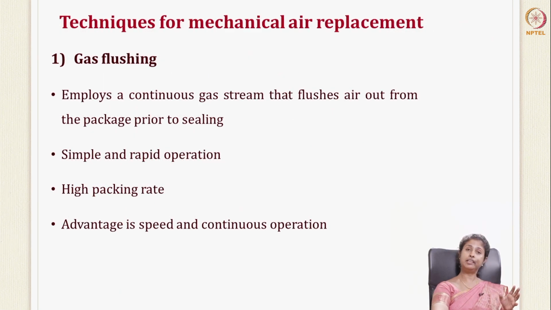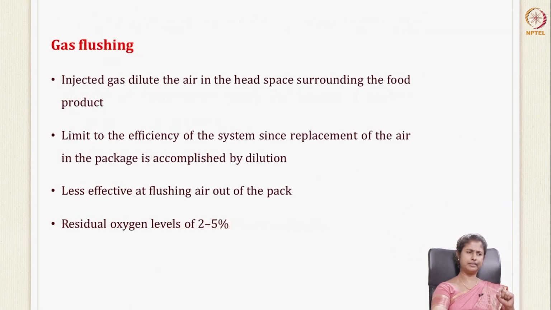So for mechanically replacing the air in the packages, the first method is gas flushing. Here you just continuously flush gas into the packaging material. This is a very simple operation, very rapid. But what happens is there is always some residual oxygen remaining. As soon as you flush it, you expect most of the air to be replaced by the gas that you are flushing in, and then you immediately seal it up. The advantage is speed and continuous operation. This is going to be a fairly easy method.